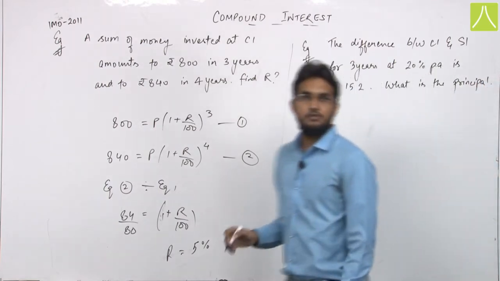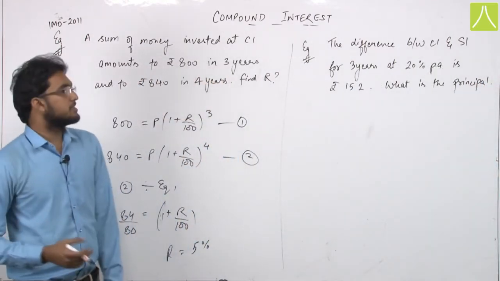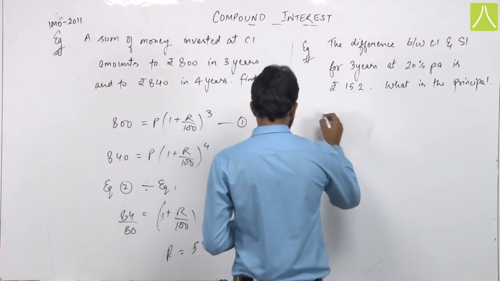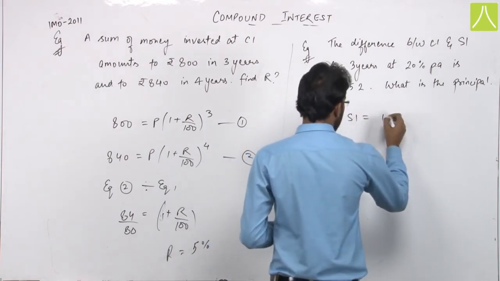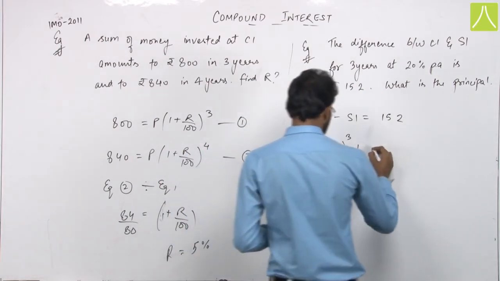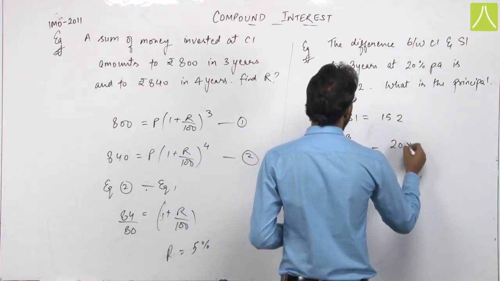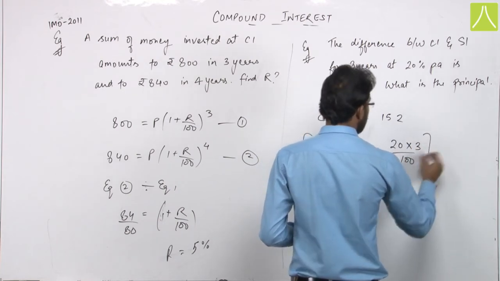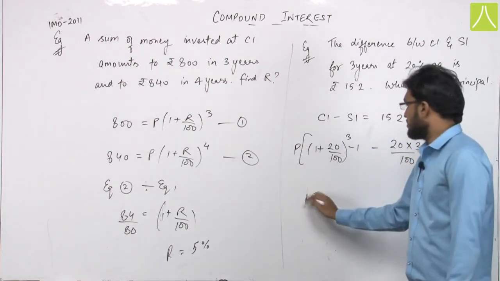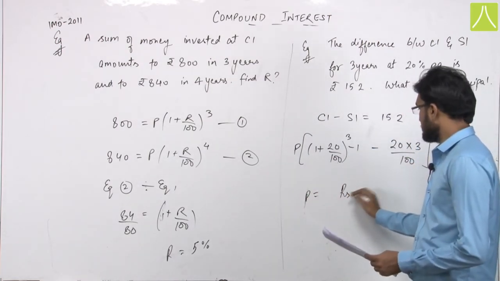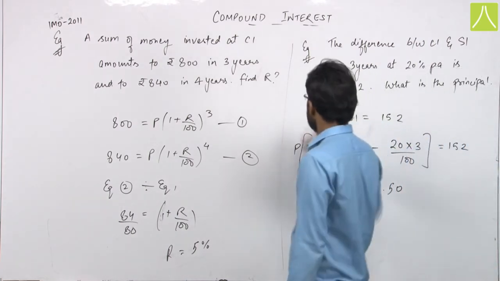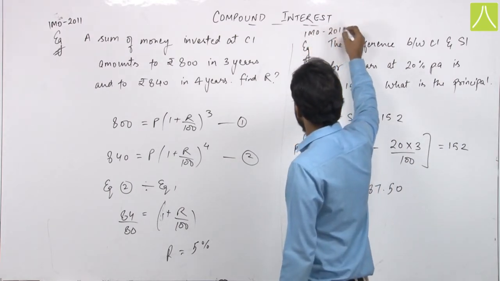In this question, the difference between the compound interest and simple interest for 3 years at 20% per annum equals 152. So compound interest minus simple interest is 152. Putting in the values, with principal P, the difference becomes P into the expression with 20 into 3 divided by 100, which equals 152. Solving this equation, you get the value of P, that is, the principal is rupees 1187.50. So this is also the same question which came in the IMO 2011.